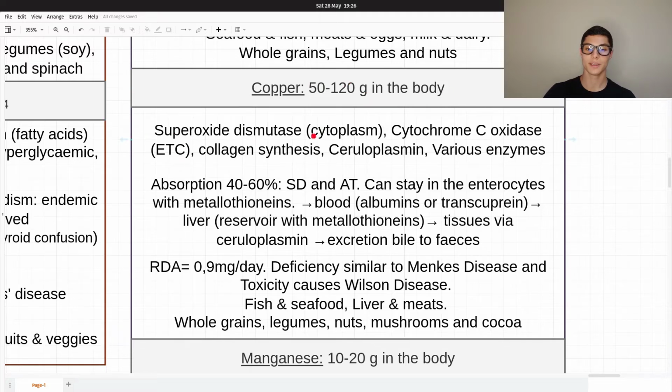And then we have copper, 50 to 120 grams in the body. Superoxide dismutase in the cytoplasm as well as zinc. Cytochrome C oxidase in the electron transport chain. Collagen synthesis, ceruloplasmin, and various enzymes.